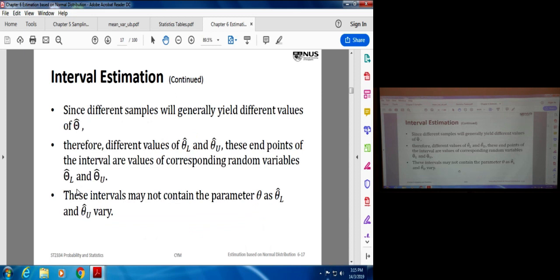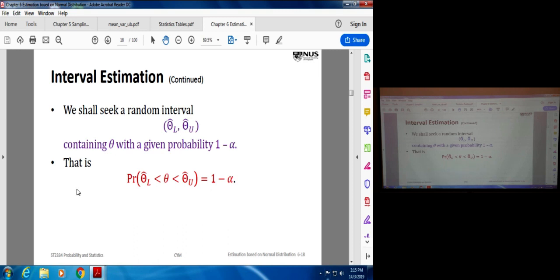Different samples, so different data sets, will give you different estimators. This is the reason why these confidence intervals are useful. Different values of theta hat L and theta hat U basically mean these are random variables in the data, and these intervals may or may not contain theta, as theta hat L and theta hat U vary. It's very useful. Let's formalize.